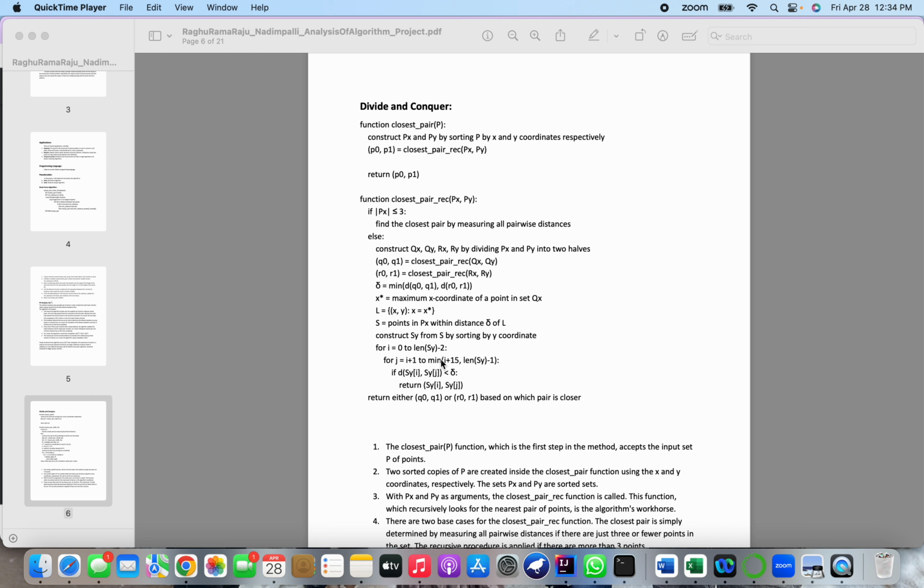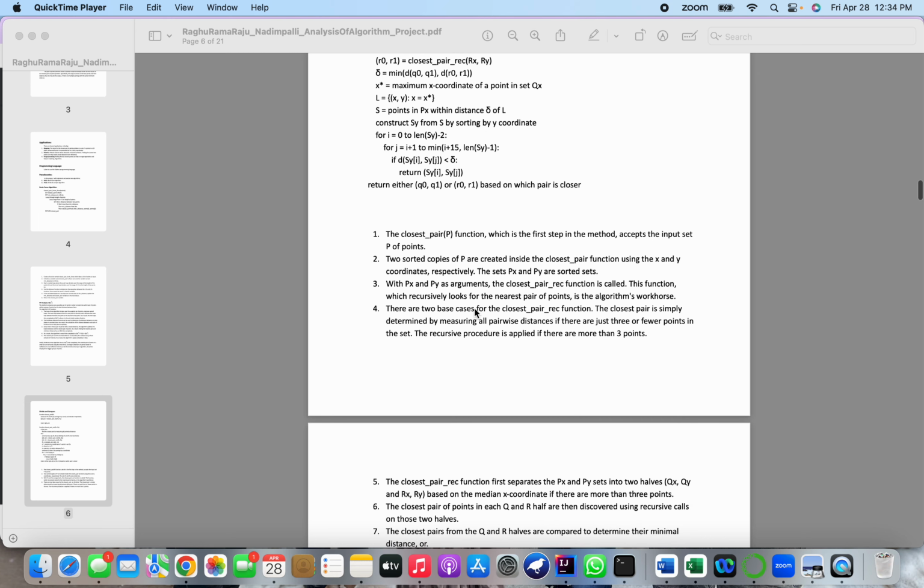So if it is more than 15 points, it will be more than delta, so we don't need to worry about more than 15 points. Less than 15 points is enough to compute the delta here. If a smaller distance than delta is found, then we will update the delta to that distance and simply return those points and distance. And if we didn't find any, then we'll simply return the delta that we got from both the halves.